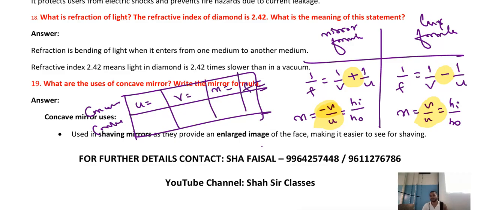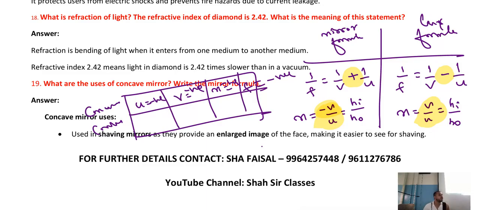f is focal length. I am giving you the hint for concave mirror. Always the object distance u is negative. Image distance is also negative. Magnification is also negative. Focal length is also negative in a concave mirror. This table will help you while you solve the problems of the chapter light.